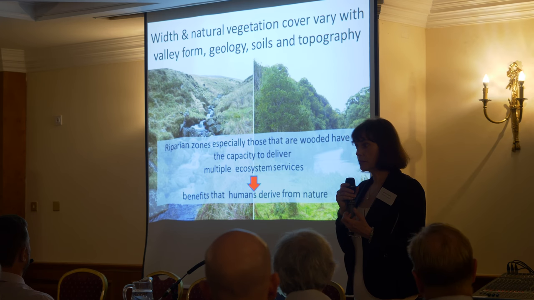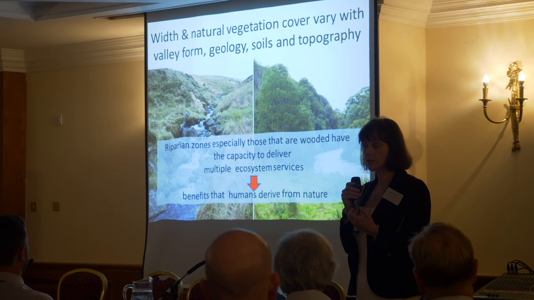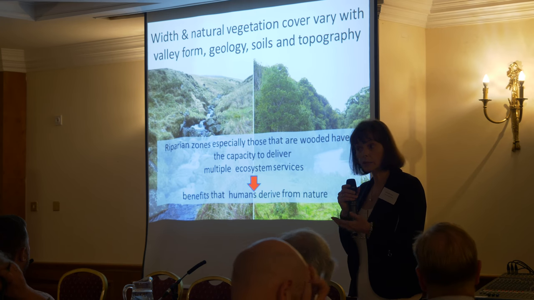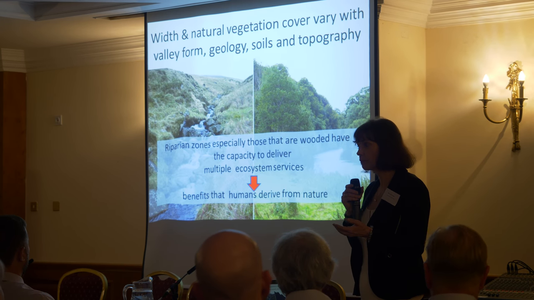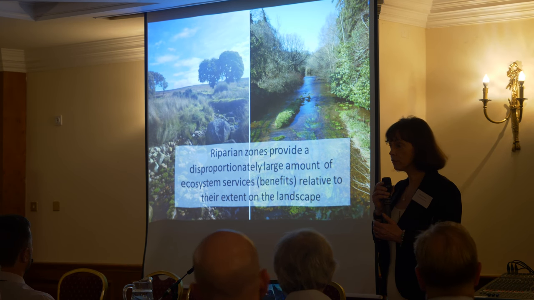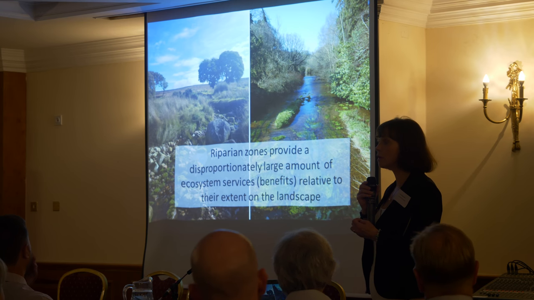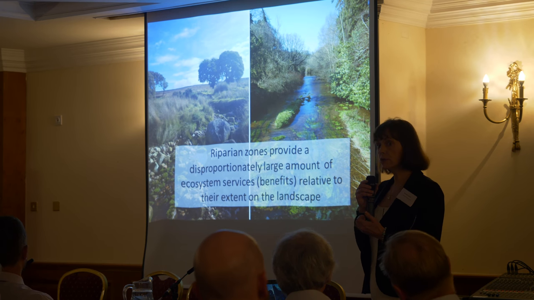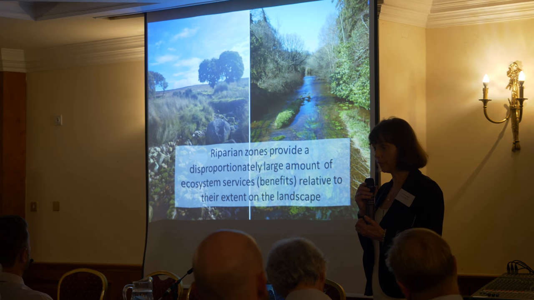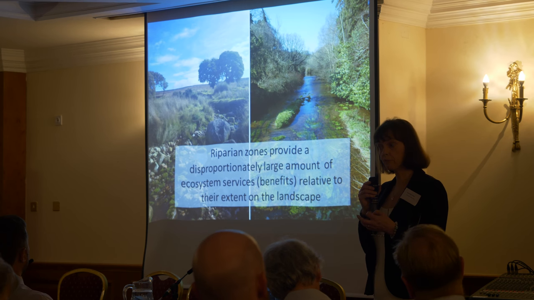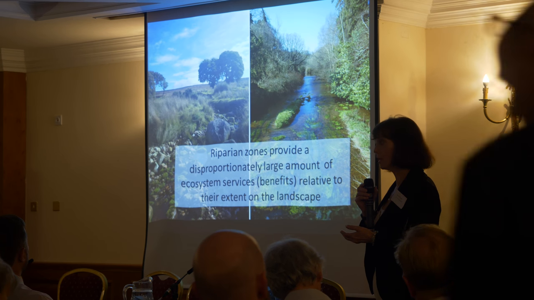Riparian and aquatic ecosystems are ranked among the top ecosystem services providers worldwide. In other words, providing benefits that we all depend on. But riparian zones are known to produce a disproportionately larger amount of services than any other ecosystem relative to their area. It's estimated that they cover just about 1% of the land area globally. And a quick back of the envelope calculation that I did last week would suggest that the figure is similar enough for Ireland.